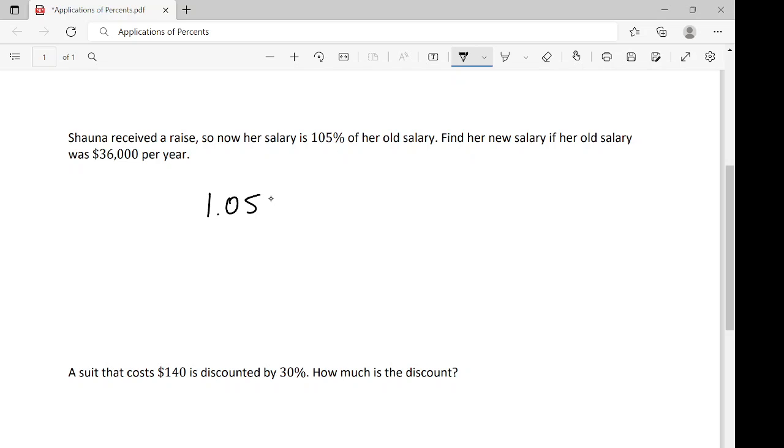1.05. And so 105% of her salary, so 1.05 times her old salary, so 36,000. So 1.05 times 36,000. And when we do that, we're going to end up getting 37,800. And since we're talking about a salary, we use a dollar sign to indicate that it is money that we're dealing with.